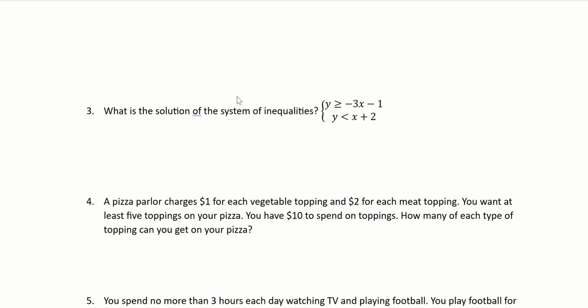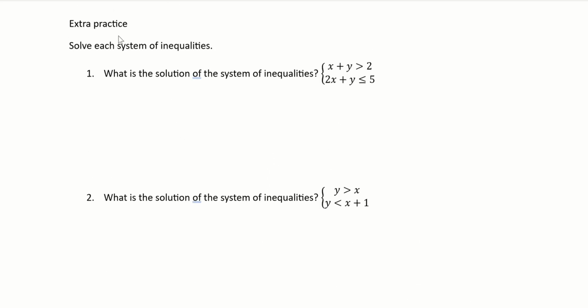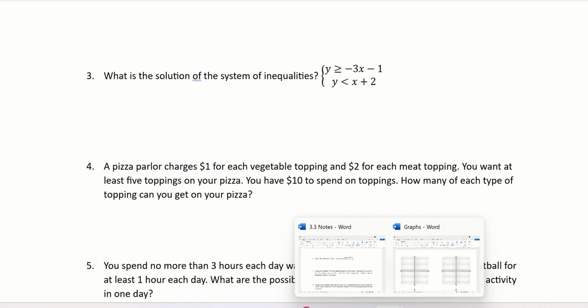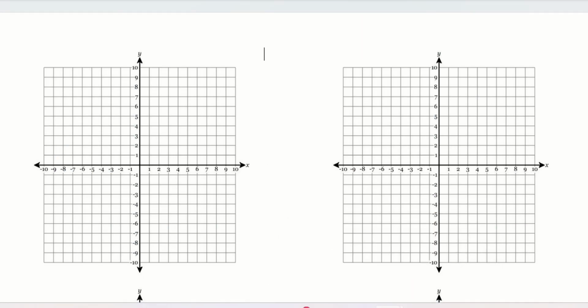I'm going to show you how to graph a couple of systems of inequalities. Right now I'm looking at extra practice number 3, and the question is asking just to find the solution of the system of inequalities right here. I'm going to transfer these over to my graphing sheet, but they're already written in slope-intercept form, so that's really helpful. So y is greater than or equal to negative 3x minus 1.